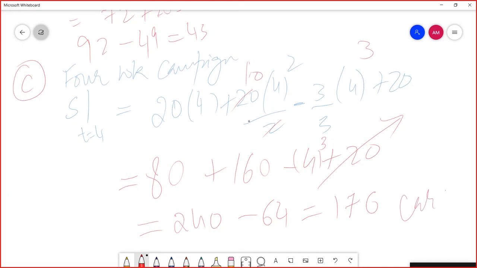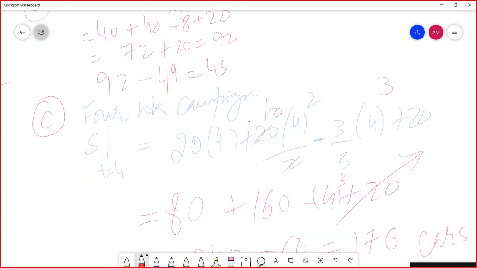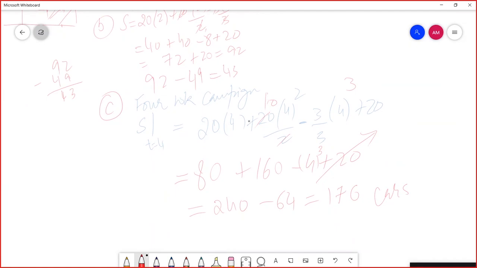So in the 4 weeks, they sold 176 cars. And the answers are correct, I just looked at the back. So in the first week, they sold how many? 29. Then they sold in the second week 43. And in the whole, they sold 176 cars. Does it make sense to you? Yep.